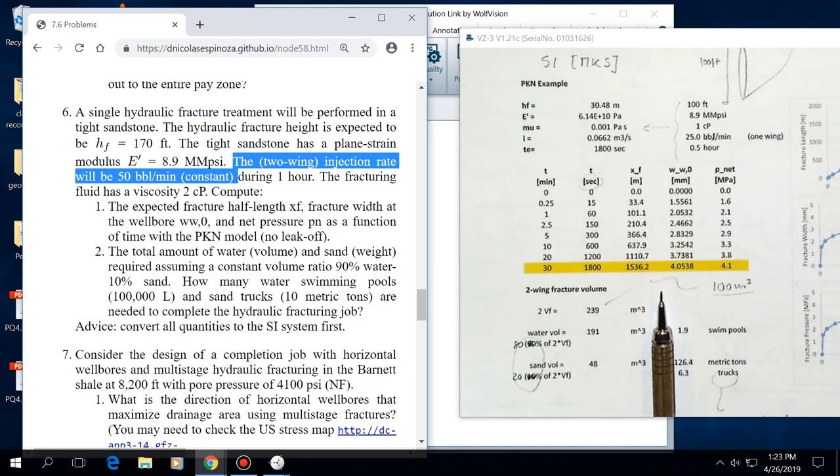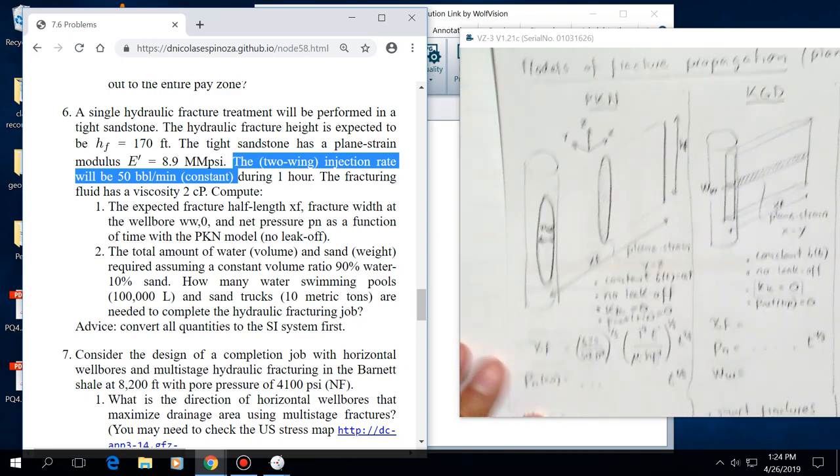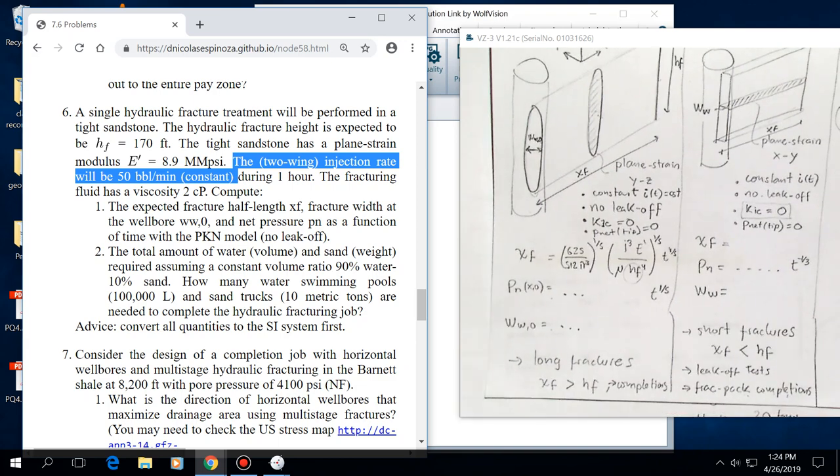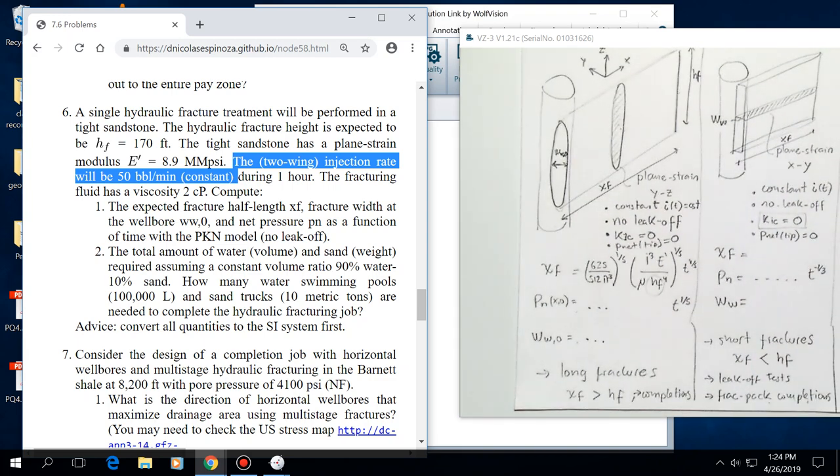But okay, let's assume that you have already found the fracture half length and width. I don't remember if I mentioned this, but for the PKN model, you can compute the fracture volume with an equation. This is just a geometry problem, so let's not bother about finding the demonstration for that.